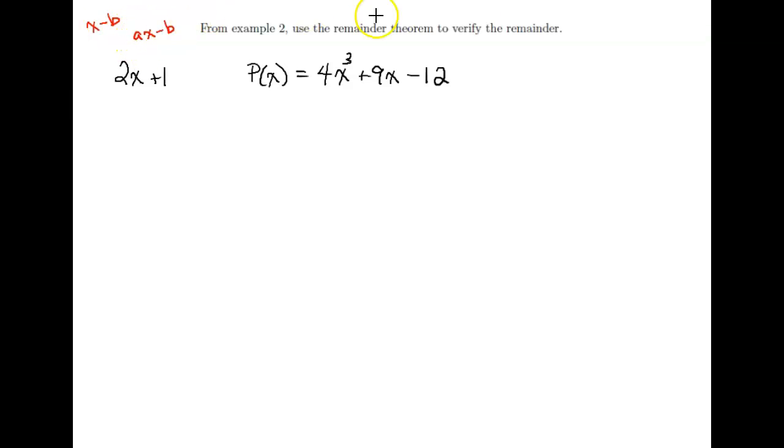Here we're going to check our answer from example 2. We're going to use the remainder theorem to verify the remainder. So in the last example, we divided 2x plus 1 out of our polynomial, p of x, 4x^3 plus 9x minus 12. Now I have to look at this and think, does this look like an x minus b situation, or does it look like an ax minus b situation?